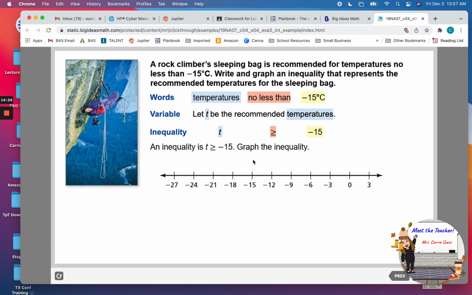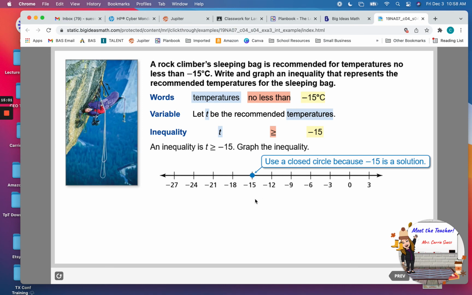Now, as we graph this, this little inequality is going to tell you whether you're going to fill in the circle or not fill in the circle. Do you guys remember doing this last year? So you're going to draw an open circle if it's just the alligator. You're going to fill in the circle if it equals. So in this case, we have a greater than or equal to. Are we going to have an open circle or closed circle? Closed, because we're equal, so we're going to fill in the circle. So you're going to go to negative 15 and fill in the circle, because it could equal negative 15.